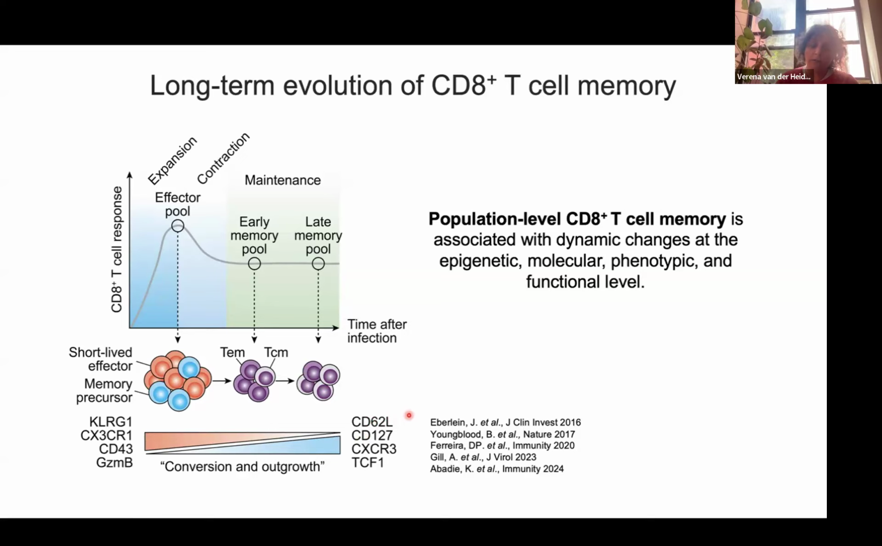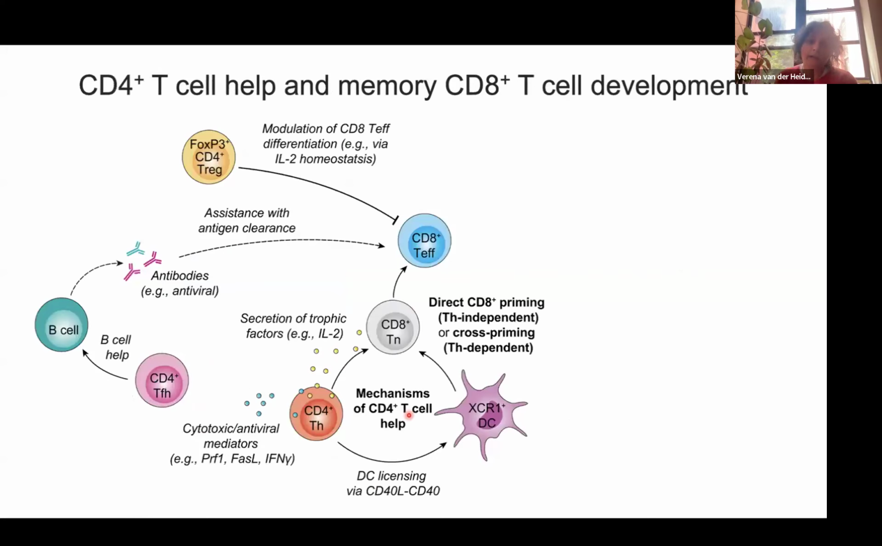So overall, the evolution of T cell memory, or CD8 T cell memory, is associated with a lot of changes over time, and CD4 T cells can provide help during this process at various stages. And I think one of them we will hear about a little bit later. Most prominently is probably DC licensing via CD40 ligand and CD40 mechanisms, even though DCs can also directly activate naive T cells, especially in inflammatory or infectious settings where they can present intracellular pathogens.